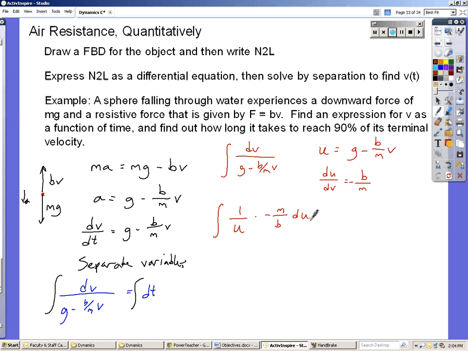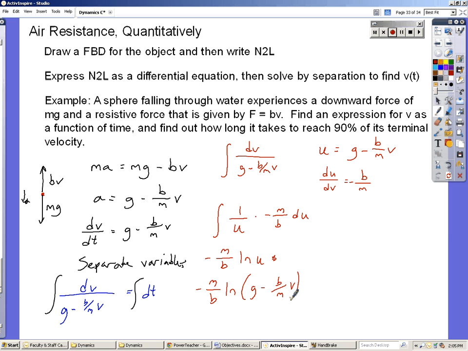M and b are constants, so they can come out the front of the integral. And the integral of 1 over u is the natural log of u. That's easy. Which we can rewrite as negative m over b times the natural log of g minus b over m times v. That's the left side of the equation. That was the hard part. The rest of this is going to be easy.